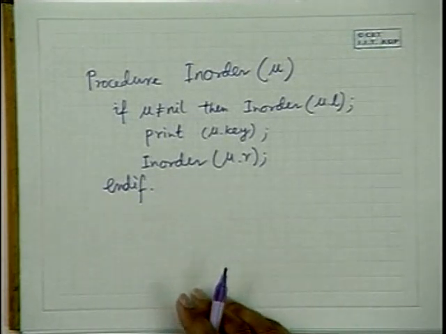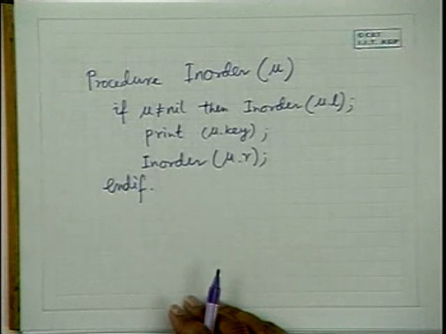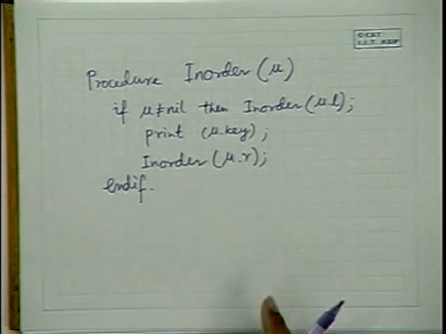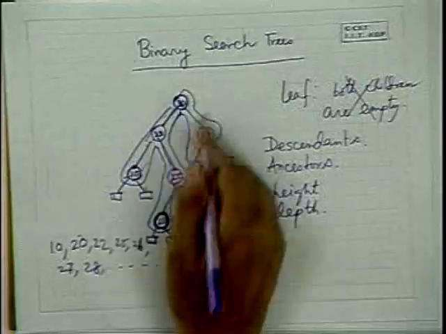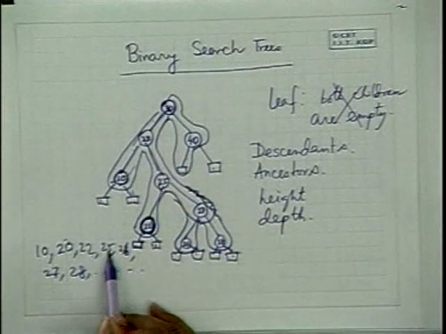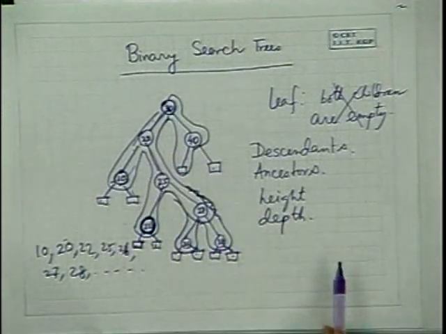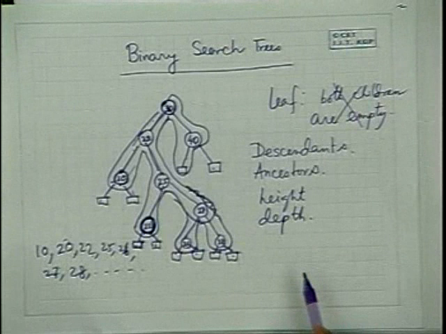So if you do an in-order traversal of a binary search tree, the values which will be printed, they will be in what? Alphabetical order or? It's in an ascending order. So like here, you will get 10, 20, 22, 25, it will be sorted basically. Once you do an in-order traversal of a binary search tree, you will get sorting of all the numbers.